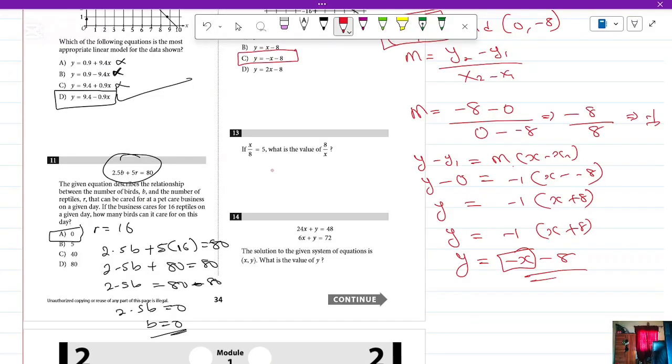So number 13, they said if x over 8 is 5, what is 8 over x? Now that is very easy. x over 8 equal to 5. Then that is x equal to 5 times 8. You don't need to multiply it together. So divide both sides by x. You will have 1 is equal to 5 times 8 over x. Now divide this one too by 5. So your 8 over x is going to be 1 over 5. It's as simple as that.